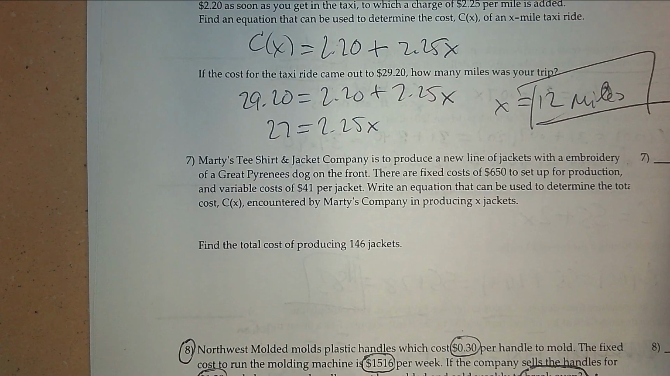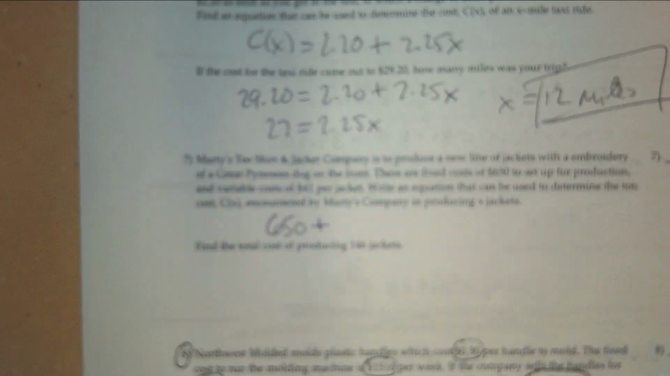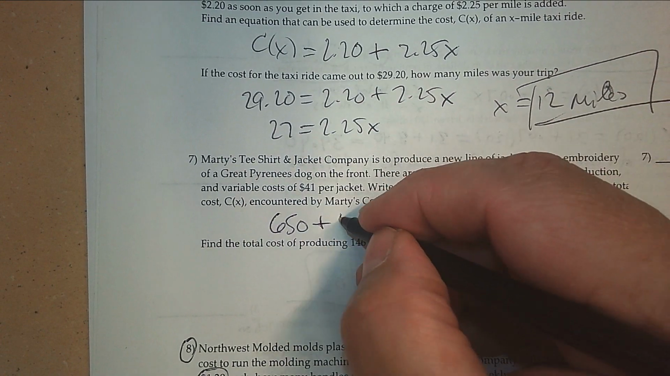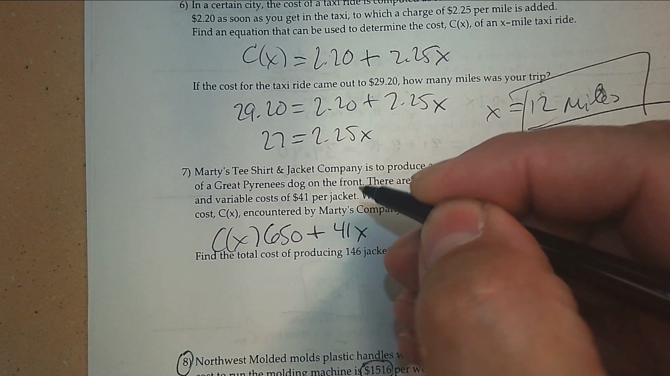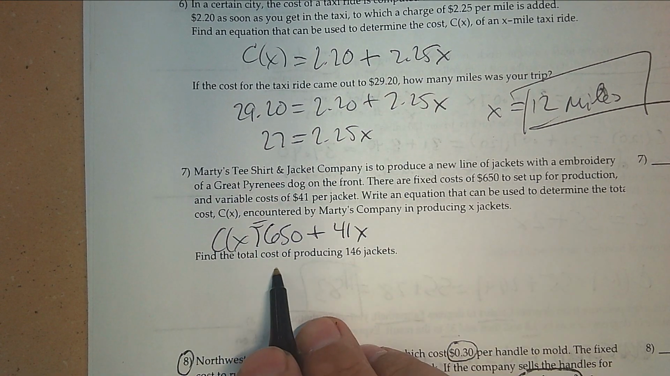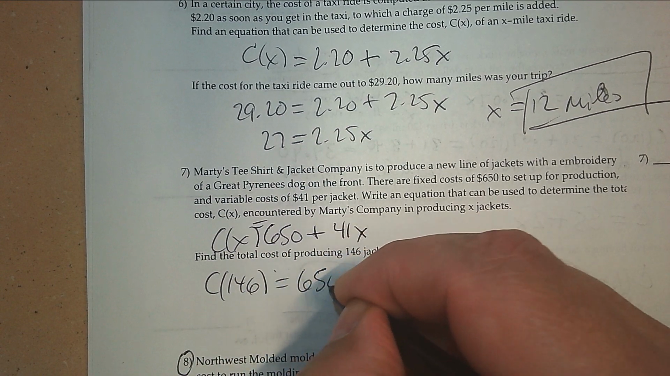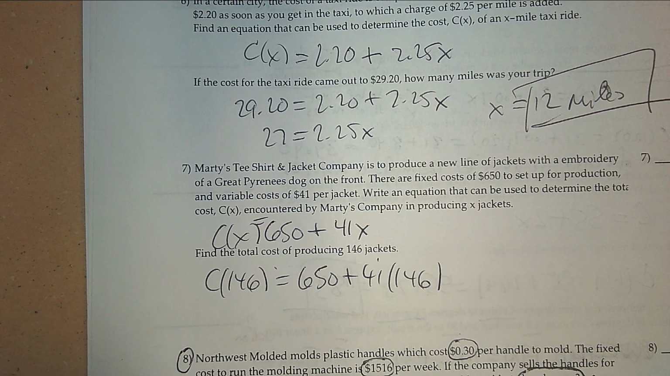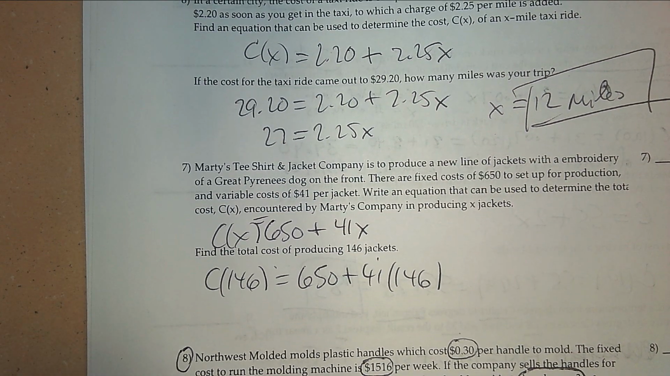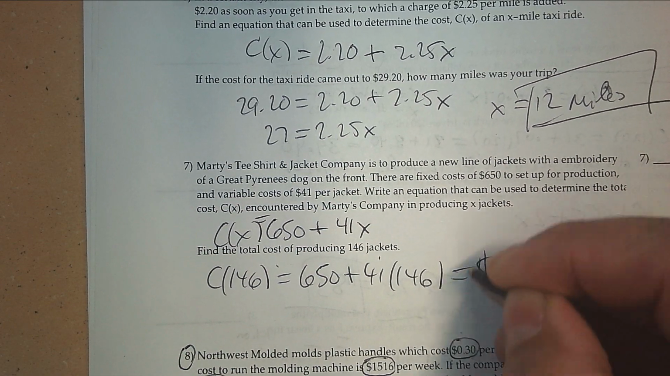7, Marty's T-shirt company. So there's a fixed cost of $650 and then a cost of $41 per jacket. So find the total cost of producing 146. Again, I'm going to use a calculator. And I get 6,636.